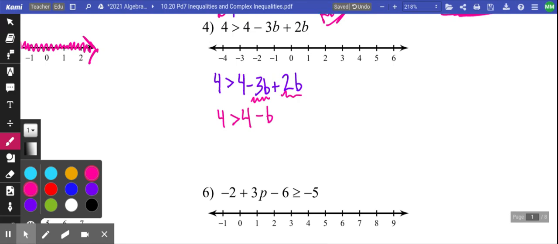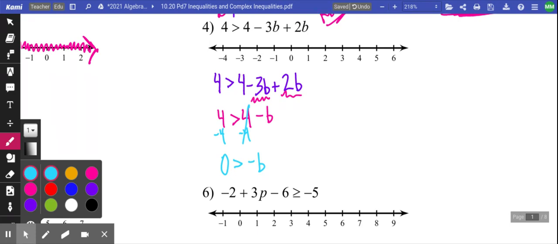Now, if we want to get everything to the other side, away from that negative b, I want to subtract 4 here. Let me use a different color. Minus 4. Again, pretend that's an equal sign. It looks more confusing otherwise. 4 minus 4 would be 0. Keep that greater than. And then we have a negative b. Are we done?